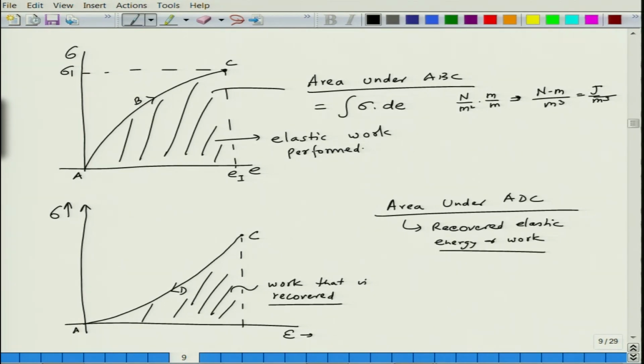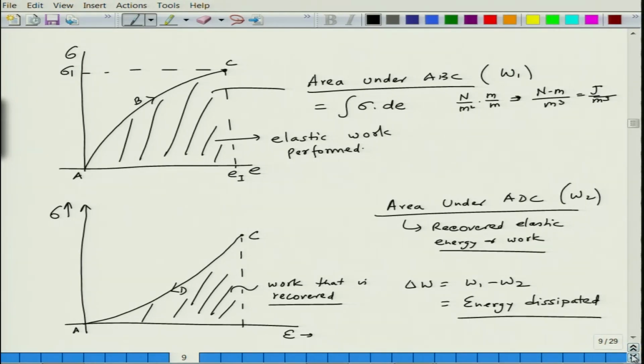This is the energy spent, this is the energy that is recovered, and the difference between these two. Let us say this is W1, this is W2. So, delta W will be W1 minus W2, and this W1 minus W2 will be the energy dissipated in the hysteresis. So, this is the energy dissipated.